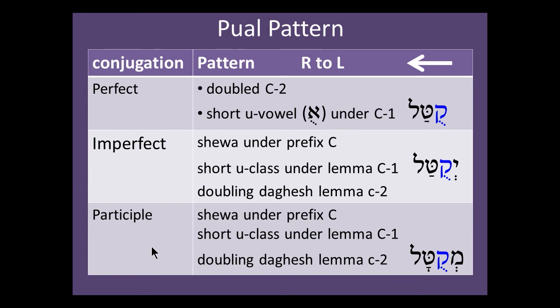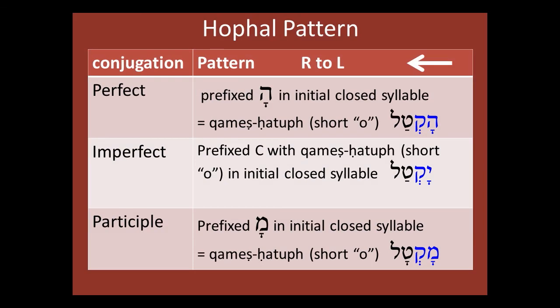Those are the patterns. The Hofal, in the perfect, you will have a prefixed he with the vowel that looks like a qamets, as we've been treating it to this point, but it will be in a closed syllable. So the initial syllable will be closed, and that means that this vowel mark is actually the qamets hatuf, the short O.